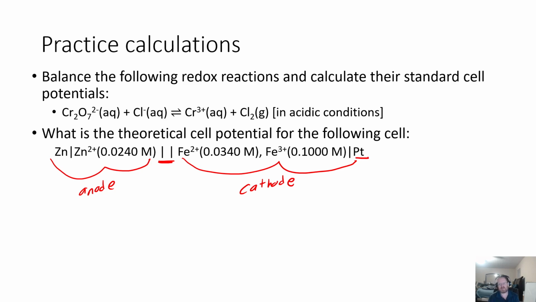That doesn't mean that Fe2+ is on the left and Fe3+ is on the right. I don't actually have a good answer for that one yet. I'm sure there's a good reason, and I will figure it out and tell you in class in the future. But the left side is anode, right side is cathode.